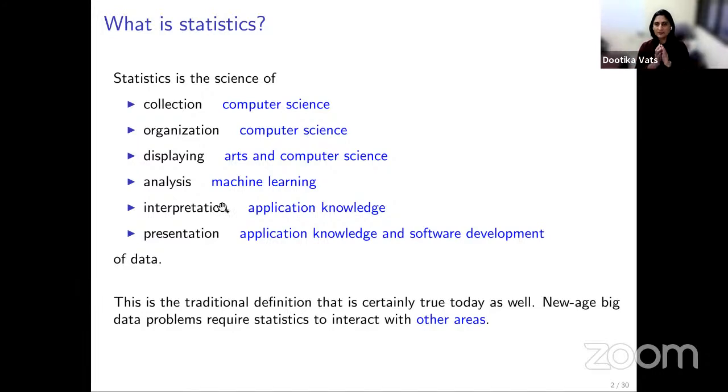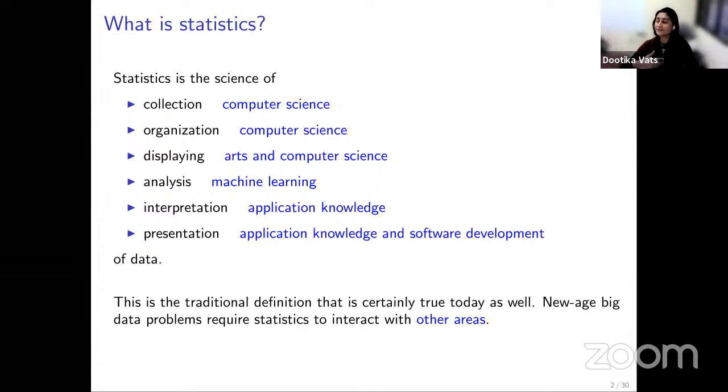Finally, we will actually get down to analyzing our data, and that requires statistics knowledge, but also in modern day operations, modern day tools, it requires machine learning knowledge, right? So that is interacting with machine learning. And then I need to interpret the data.